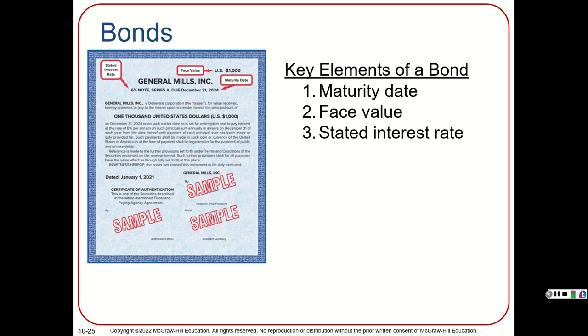Many bonds require interest payments every 6 months, that is semi-annually. So each interest payment is computed by multiplying the face value of the bond, in this case $1,000, times the stated interest rate, which for this year is 6%.